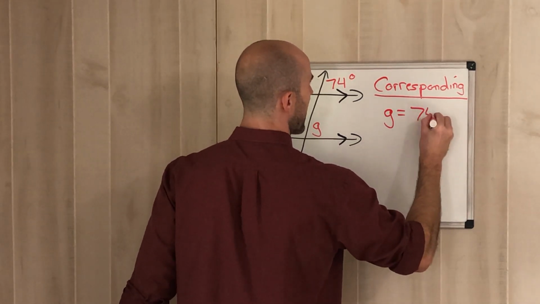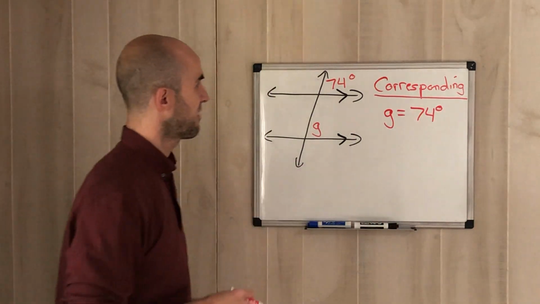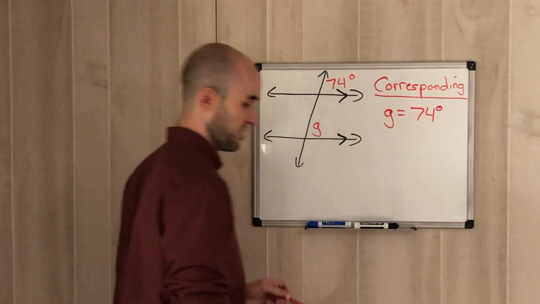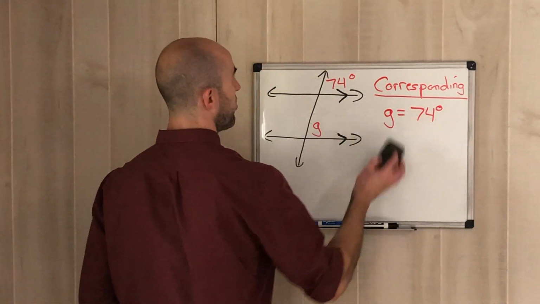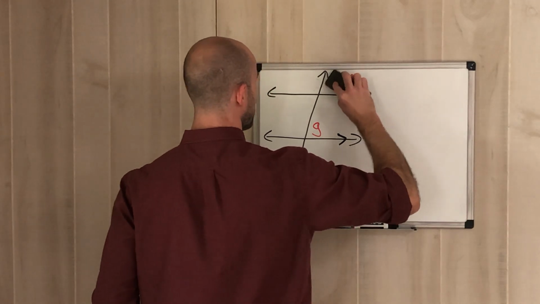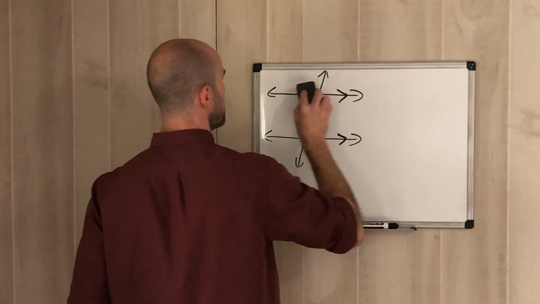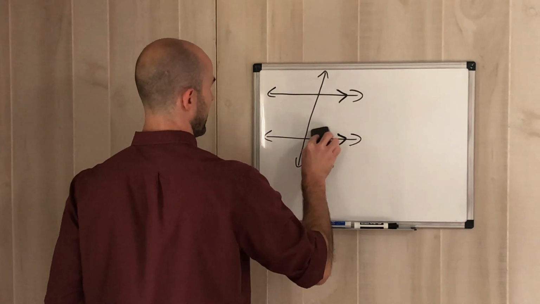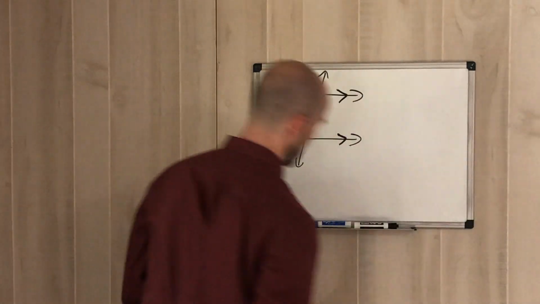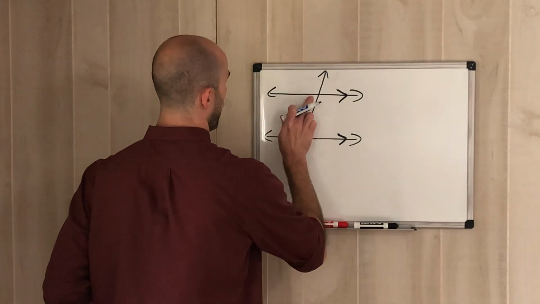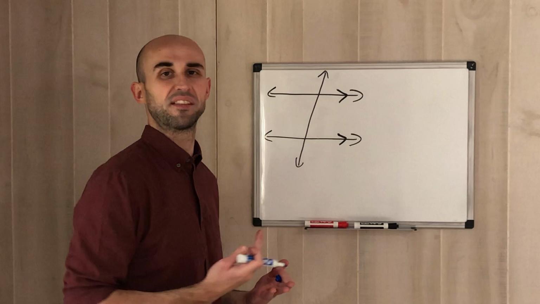We know that G is going to end up being 74 degrees, because corresponding angles are always congruent to each other. Which means the only one we have left, the only one that's different from all the other angle relationships, is same side interior. When we're dealing with same side interior angles, they're both going to be inside, and they're both going to be on the same side.